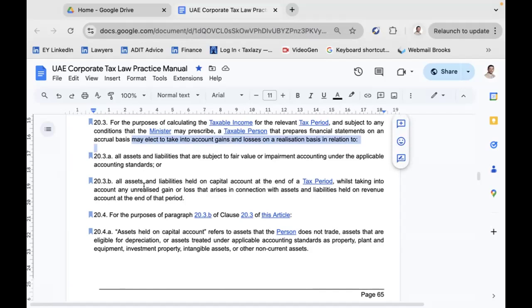Then what is the default treatment? This is optional. What is the default treatment? That you exclude them then. No, exclusion means you are reducing your profit. If it is gains and you're excluding them, this is a reduction in profit. The default treatment is that we will follow the accrual basis. It's as simple as that.